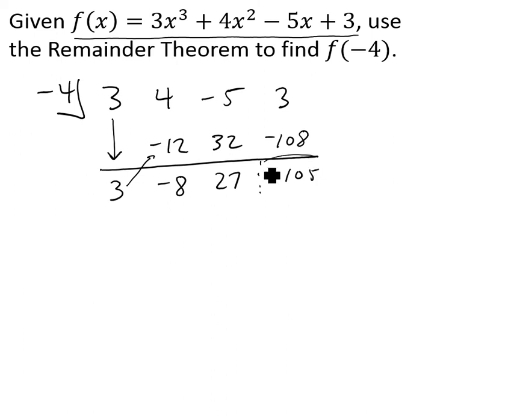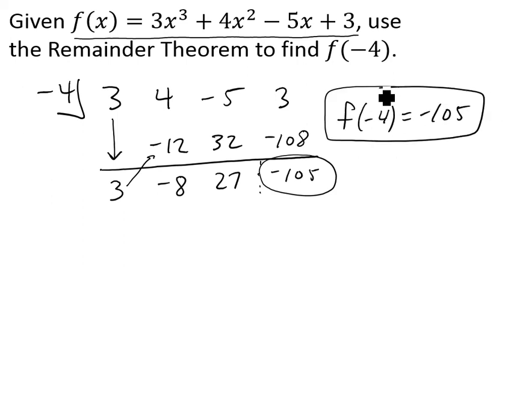And so the remainder here is negative 105, and according to the remainder theorem, that's equal to f of negative 4. So that's how we find f of negative 4 using the remainder theorem. And we don't have to write out the quotient, just looking at that remainder.